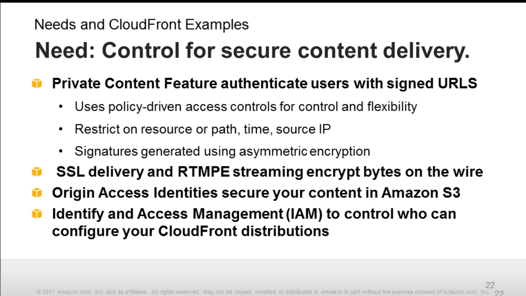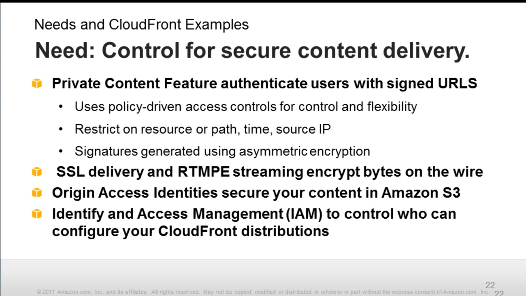So you can do that both in terms of just using standard HTTP SSL delivery. You can also, on the streaming side, use RTMPE to stream encrypted bytes over the wire. And part of that, it works closely, obviously, with S3, so you can have origin access identities also secure the content in S3. So not only are you securing it at the edge location to the user, but also, obviously, at the origin as well.